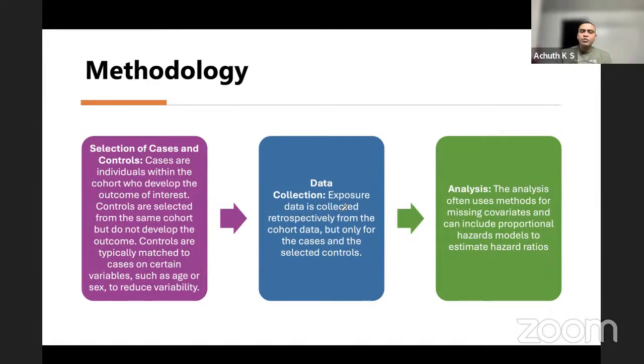In data collection, exposure data is collected retrospectively from cohort data. That means the cohort is already doing the data collection, and you take it from there. That means it has already happened, and you can get the data from there. Analysis often uses methods for missing covariates, and can include the proportional hazards model to estimate hazard ratios.